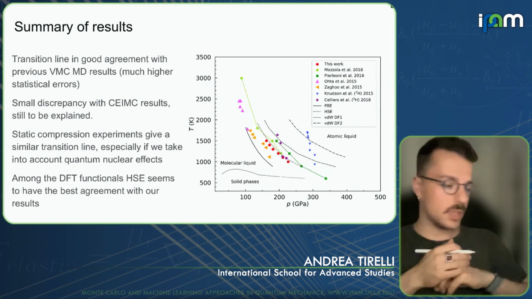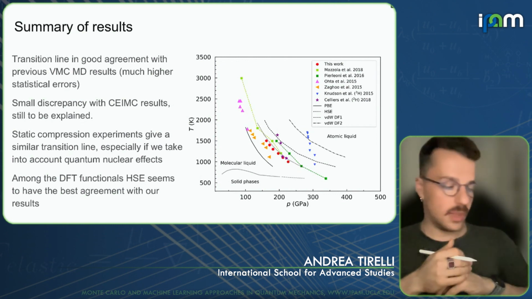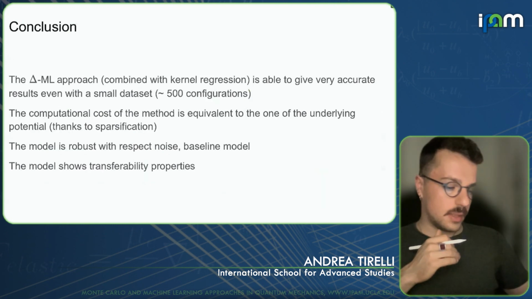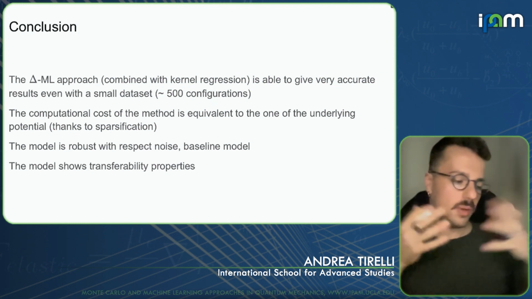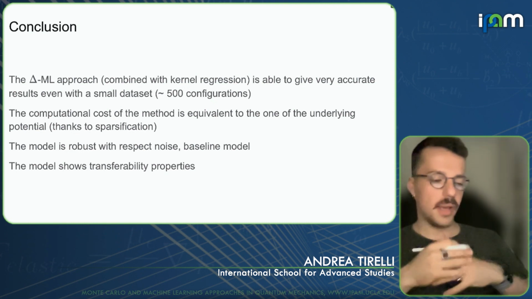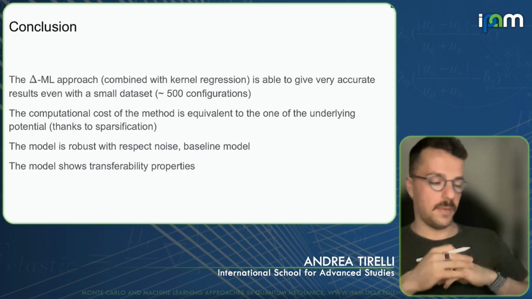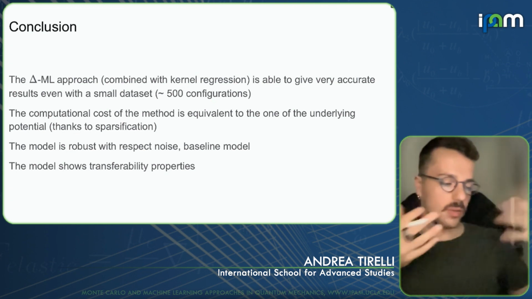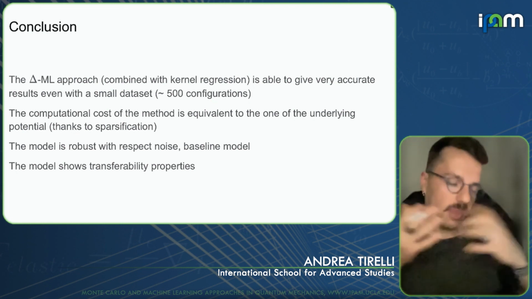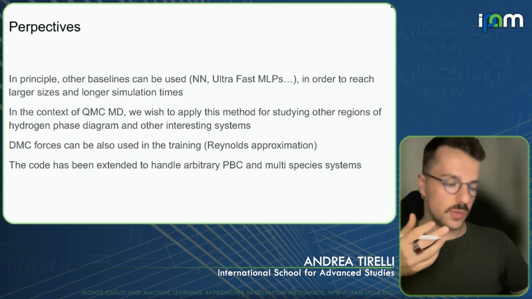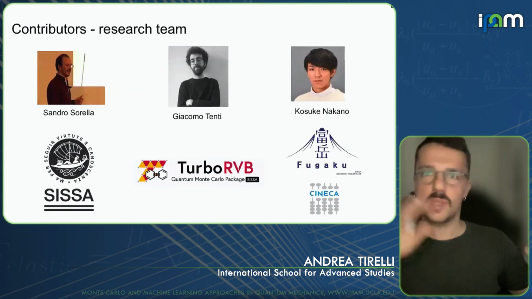We believe we have some good consistency with experiments. Just to wrap up, we were trying to reach a good compromise between the size of the data set, and so the computational cost of getting the VMC configurations, and the accuracy of the model, and I think we were able to do so. I'm going to skip to the perspectives. We can talk about it, and again some preliminary results.